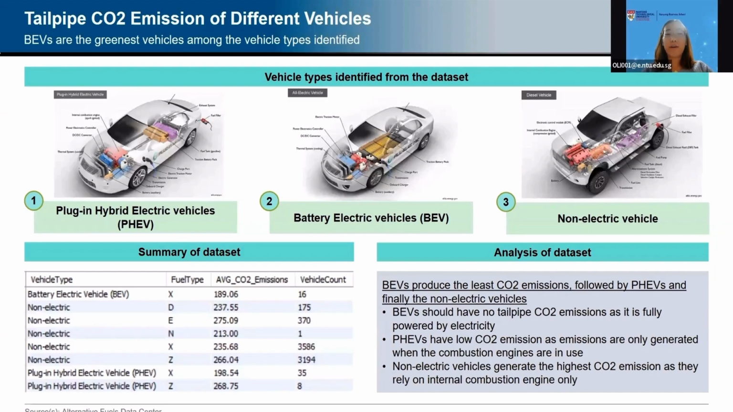The analysis of the output results highlights that BEVs exhibit the lowest tailpipe CO2 emissions, followed by PHEVs, and then the traditional non-electric vehicles. Notably, BEVs still indicate some tailpipe CO2 emissions in the dataset, suggesting potential data inaccuracies. PHEVs show lower CO2 emissions as they mainly rely on electric batteries, while non-electric vehicles generate the highest emissions due to the continuous reliance on internal combustion engines and fuel combustion.